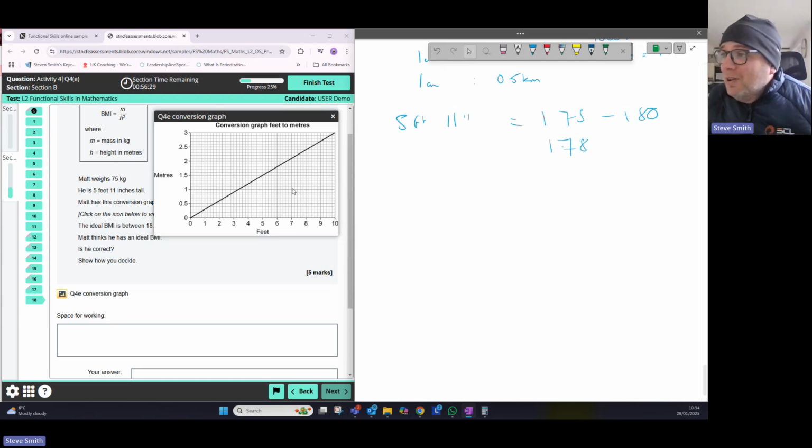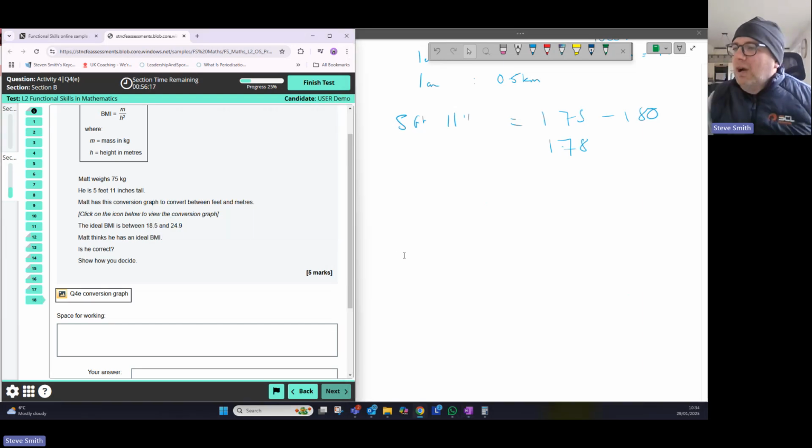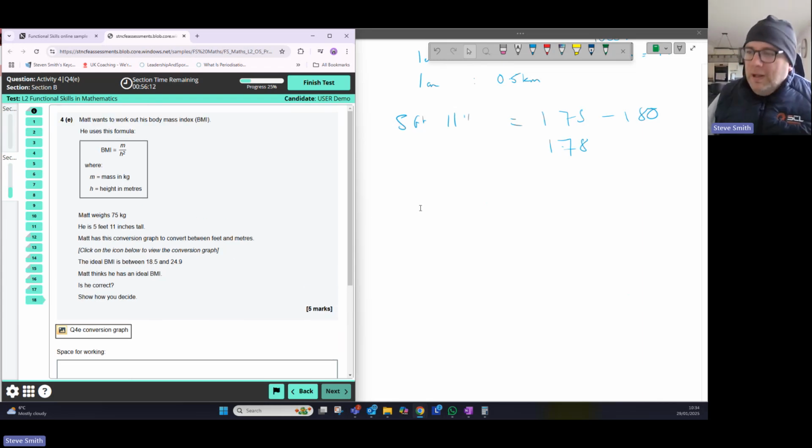Because it's so hard to tell on a small graph, but we can see that in theory it's just below 180, not quite at 180, so it's right in the middle of that line there. Because we can't make it any bigger, it's really difficult. So we're saying that he's 1 meter 78. Now we can use the formula.